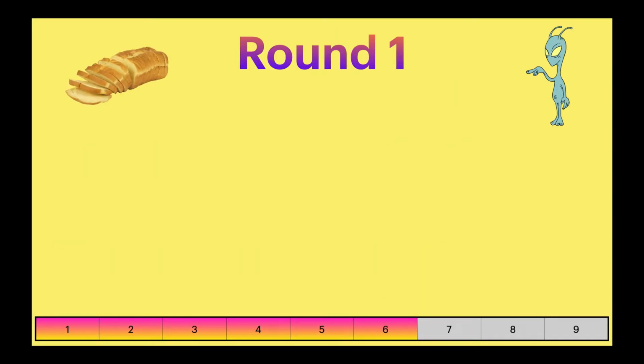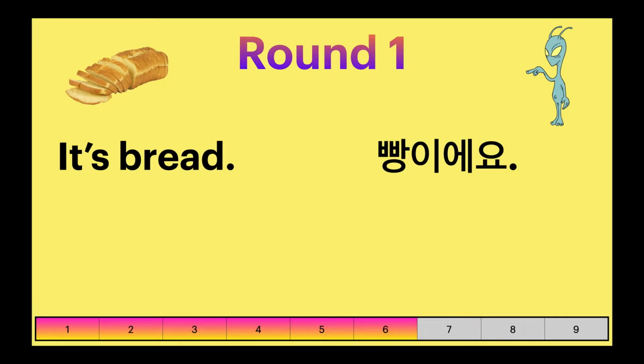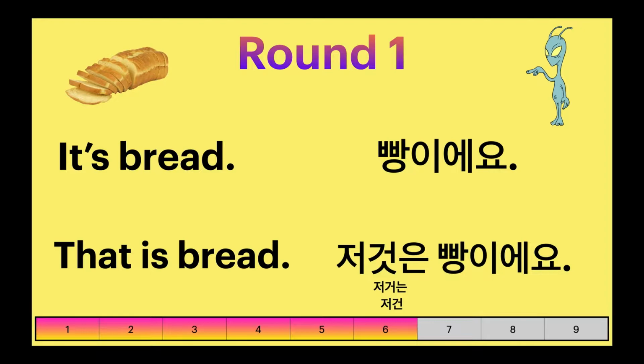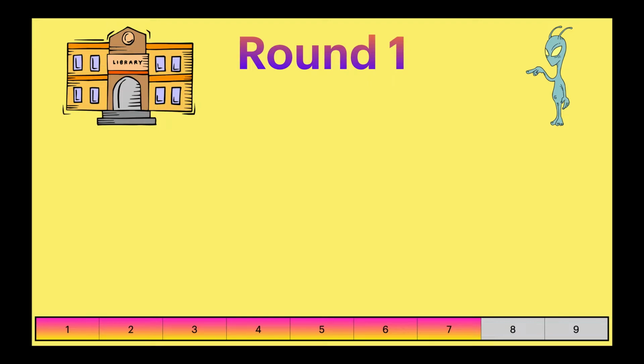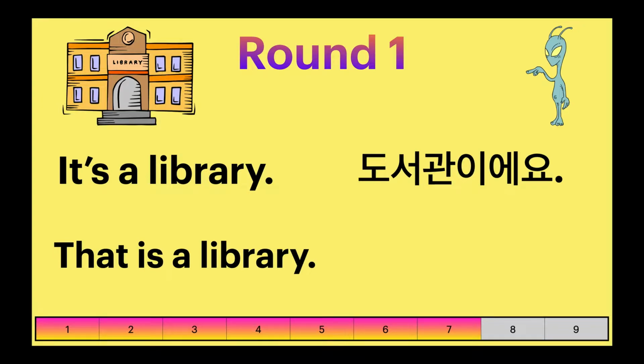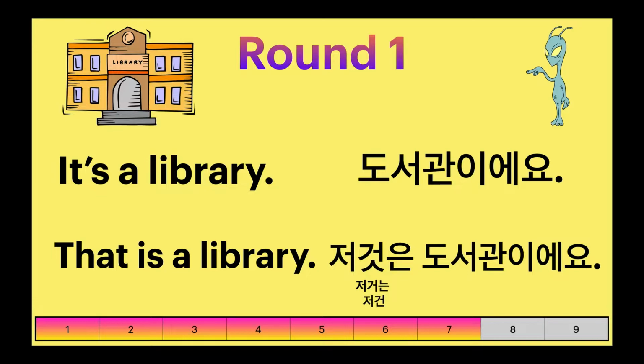저것은 뭐예요? It's bread. 빵이에요. That is bread. Over there. 저것은 빵이에요. 저거 뭐예요? It's a library. 도서관이에요. That over there is a library. 저것은 도서관이에요.